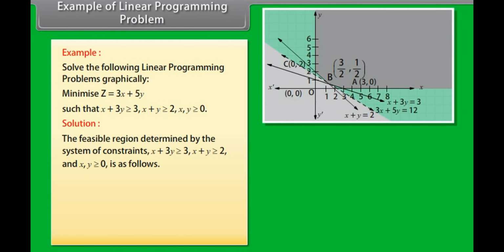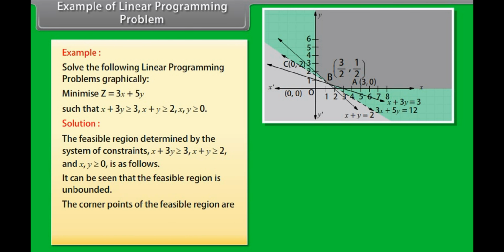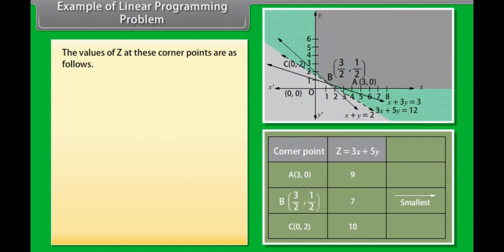Solution. The feasible region determined by the system of constraints x + 3y ≥ 3, x + y ≥ 2, and x, y ≥ 0 is as follows. It can be seen that the feasible region is unbounded. The corner points of the feasible region are A(3,0), B(3/2, 1/2), and C(0,2). The values of z at these corner points are as follows.